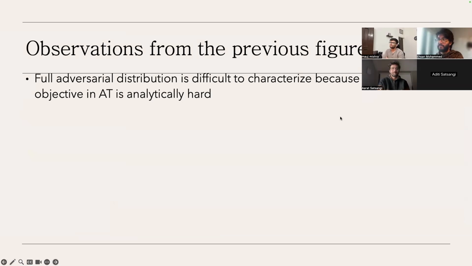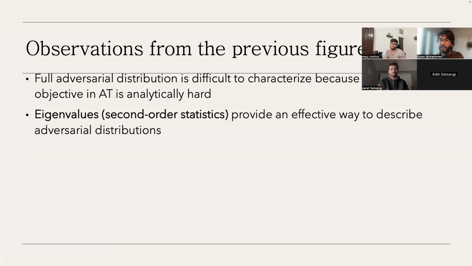Some of the observations from all these previous figures is the full adversarial distribution is difficult to characterize, and that's because it's a min-max objective. And we know that min-max objectives are analytically hard to compute. The second order statistics, which in our case is the eigenvalues, provides an effective way to describe adversarial distributions, especially in the latent space, but may not be providing us effective ways to analyze adversarial distributions in the input space.